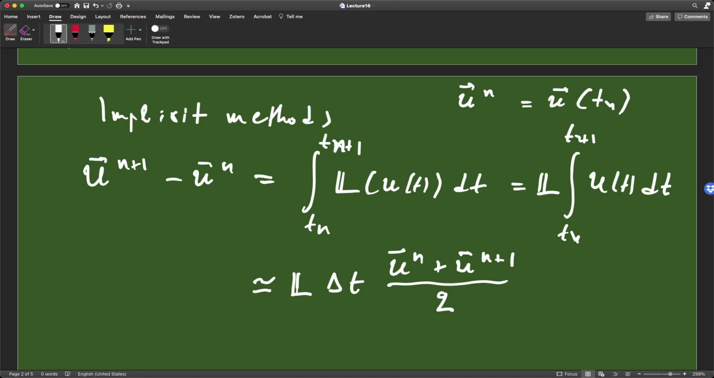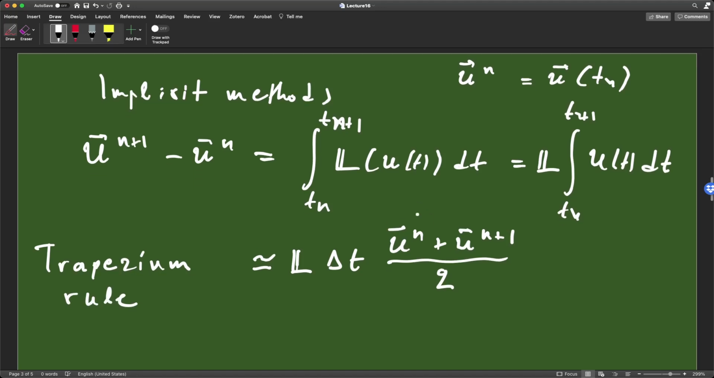Okay, so now this is our scheme. So this is the trapezium or the trapezoidal rule. What we see here is that this is an implicit scheme because Un+1, the next step, appears in both sides of the equation.